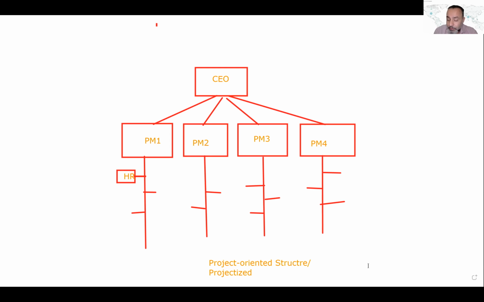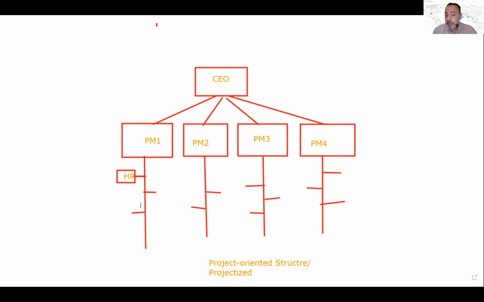But the main issue here is we know that projects are temporary, right? So what happens when this project finishes or this project finishes? They will finish at the end of the day. The employees now don't have departments to go back to. We don't have functional departments like previously. They don't have a home to go back to. So we will need to release them.